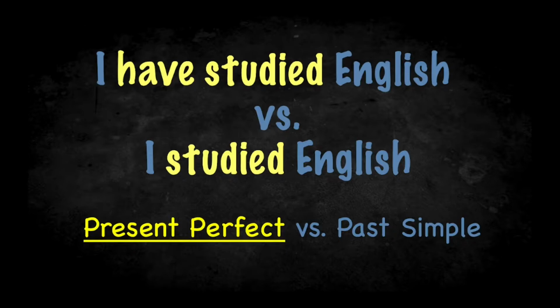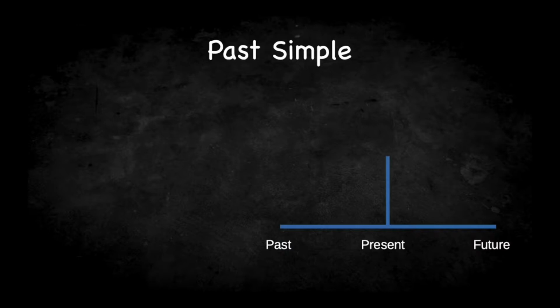I have studied English. I studied English. Are you confused? Don't worry. Let me show you how to use the present perfect tense and when to use it by comparing it with the past simple tense. Trust me, it'll make it easier for you to understand. So let's begin by looking at the past simple tense.